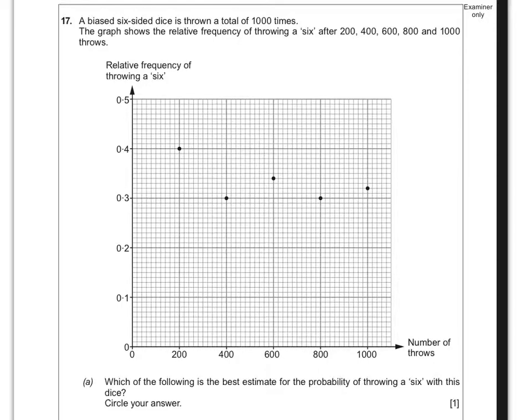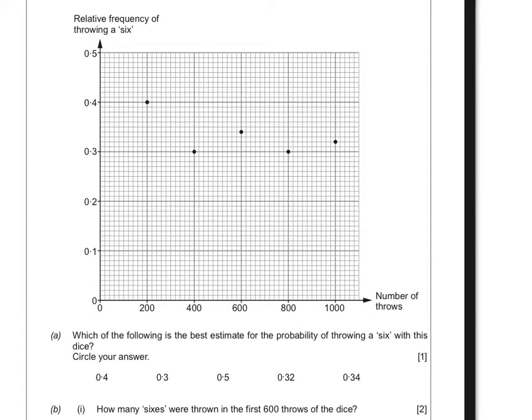So the first question asks, which of the following is the best estimate for the probability of throwing a 6 with this dice? Circle your answer. Whenever on relative frequency problems they ask that question, you look at the result based on the greatest number of throws. In this case, we've got a number of throws of 1,000, and we have an answer of 0.32. Just be careful to check what the increments are on the scale. What are we going up in? What is each step worth? So for that first answer, we are looking at 0.32.